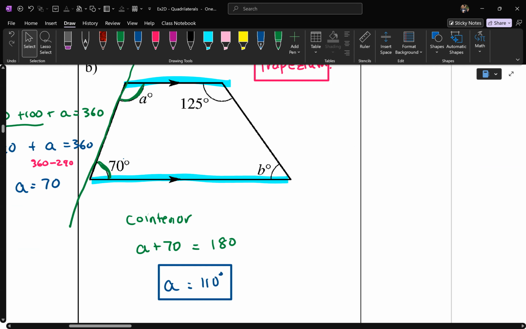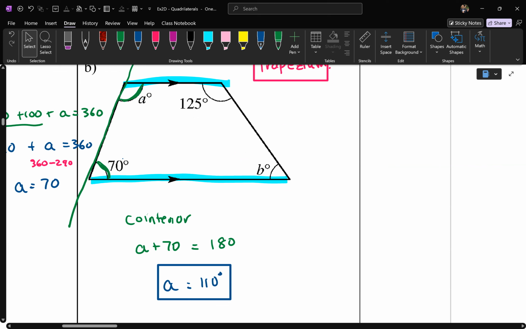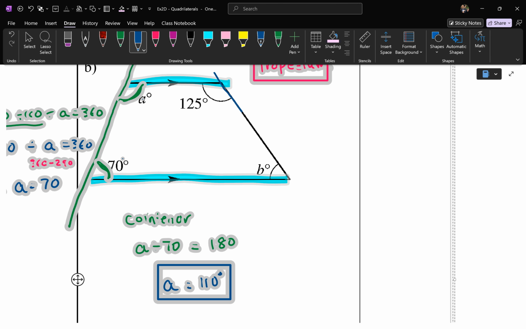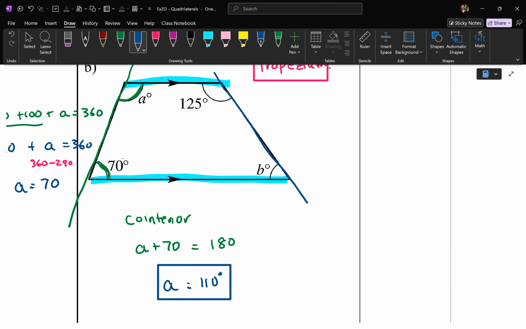Next one. Now, there's two ways to solve for B. You can again use co-interior if you notice that this is also a transversal line for the parallel lines. Or you could use what we've learned so far. You now know A is 110. You know this is 125, that's 70. And all the quadrilateral angles must add up to 360. You can solve for B that way as well. To me, I'd use co-interior because it's quicker. So what must B equal to then?